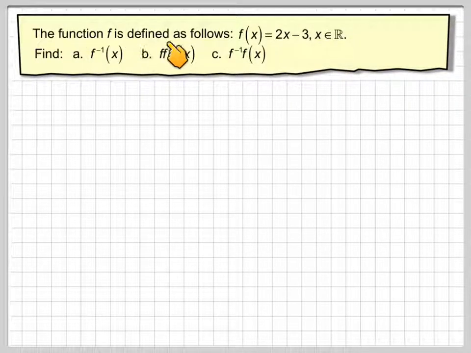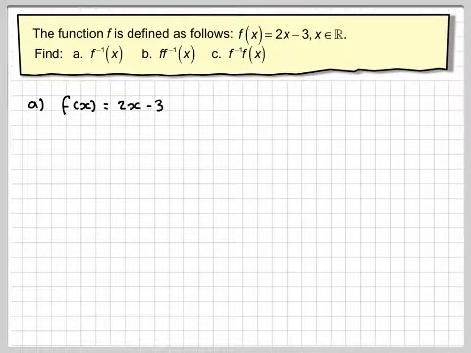The function f is defined as follows. f of x is equal to 2x minus 3, x belonging to the set of real numbers. Find the inverse function of f, and then the composite of f and its inverse, and then the composite of its inverse and the original function.